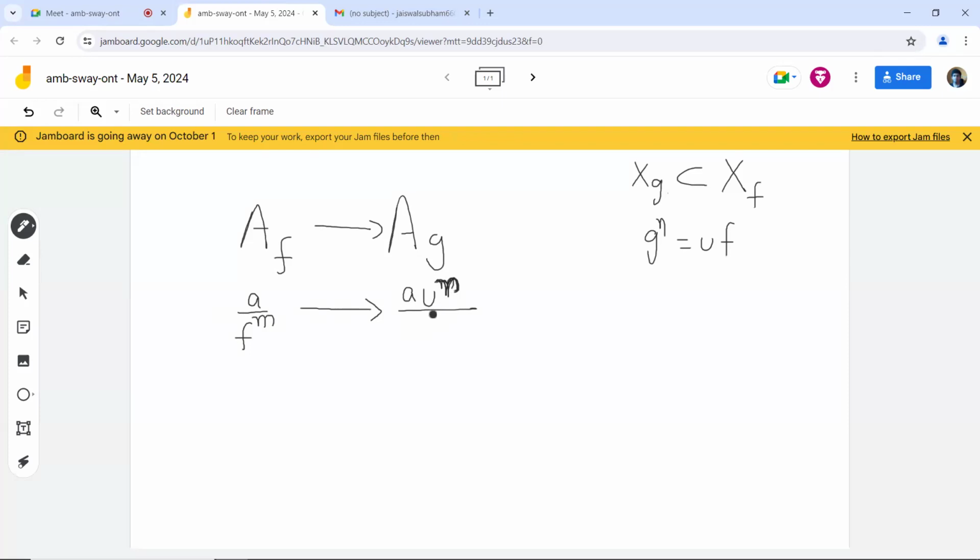No, what will it be? M, okay, u to the m. So you have g to the mn is equal to u to the m f to the m. Right. So then we get g to the mn. So then you get this map. Right. So we have this map.